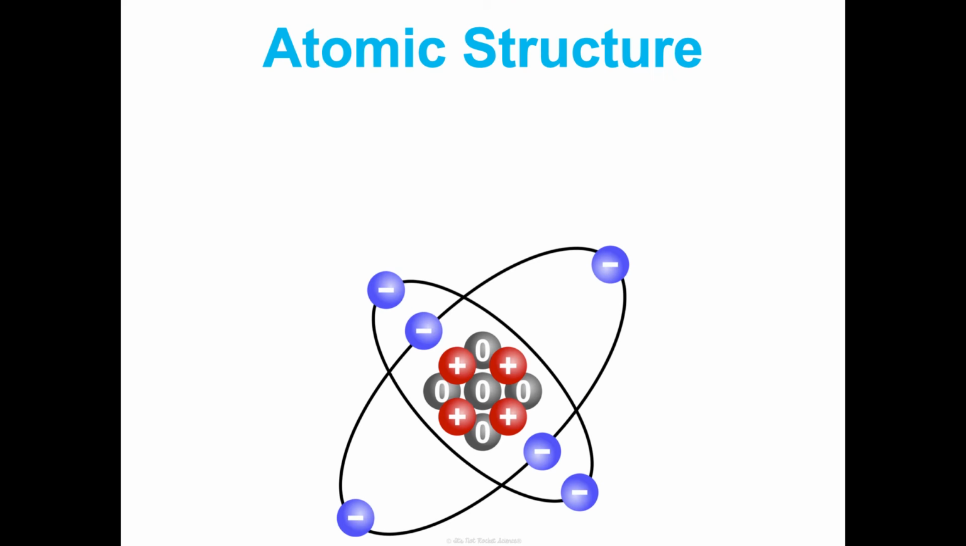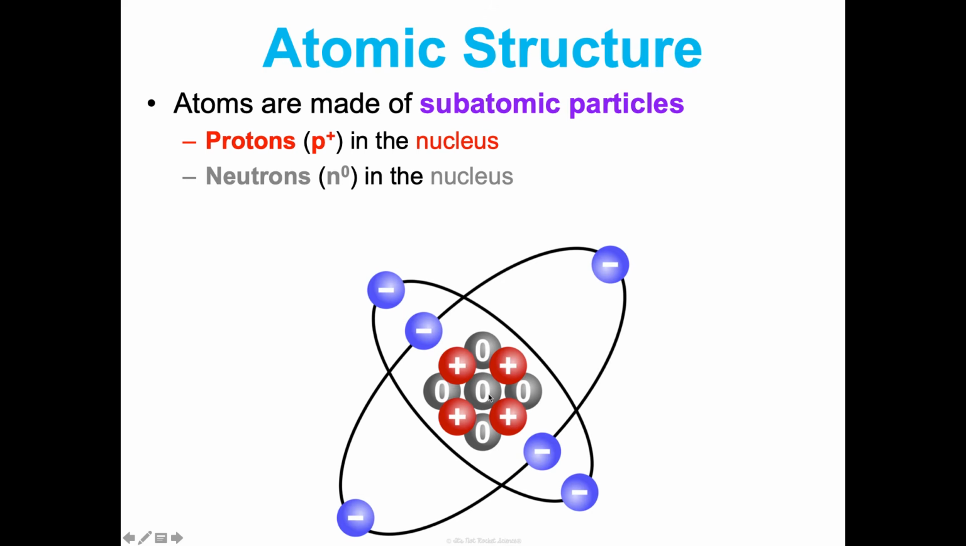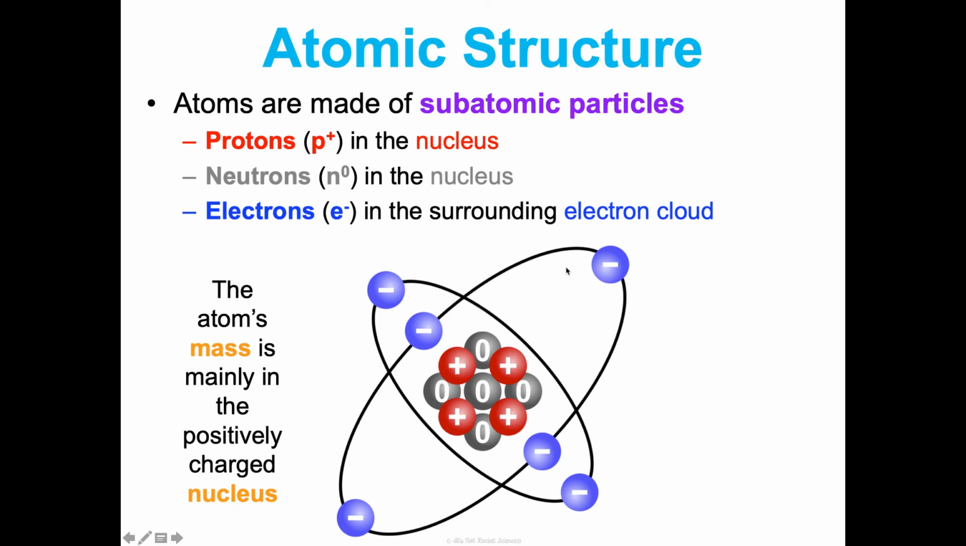So a review. Hopefully this is all familiar to you. Atoms are made of subatomic particles. So protons, which are abbreviated P positive because they have a positive charge, are located in the nucleus. Neutrons are also in the nucleus. They are abbreviated N0 because they have no charge. They are neutral. And then electrons, which are E negative, they have a negative charge, surround the nucleus in the electron cloud.